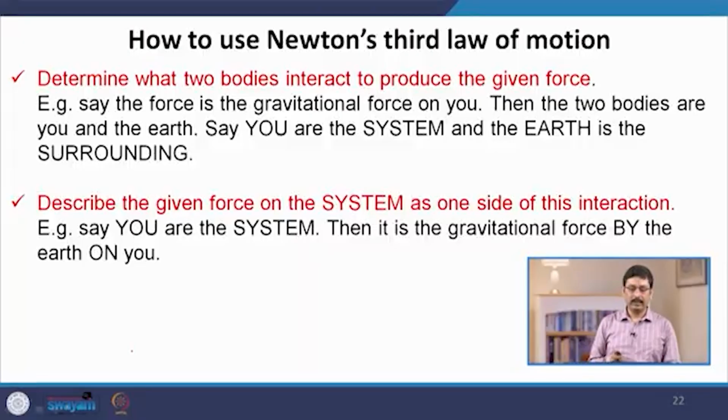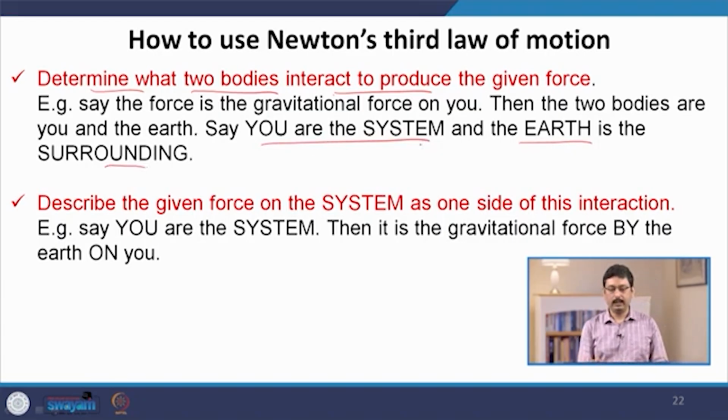Our point is how to use Newton's third law of motion to solve problems. Here I give you a step by step detailed kind of algorithm, if you may. How do we use Newton's third law to analyze mechanics problems? The first thing is that you determine which two bodies interact to produce the given force. So, suppose you identify the system. For example, let us say you are the system and earth is the surrounding. So, you and the earth are the two bodies that are interacting to produce a force.